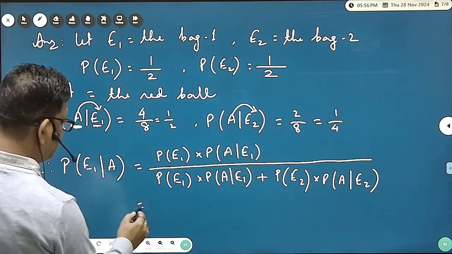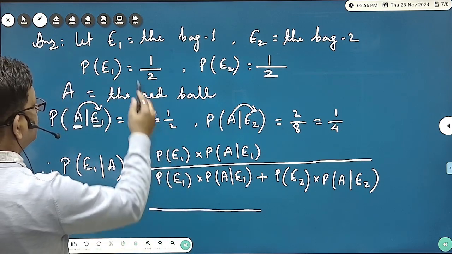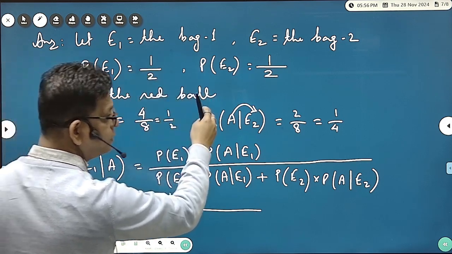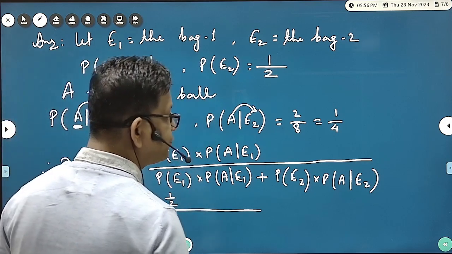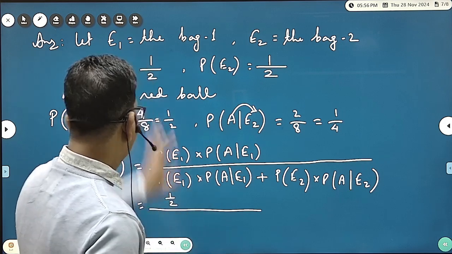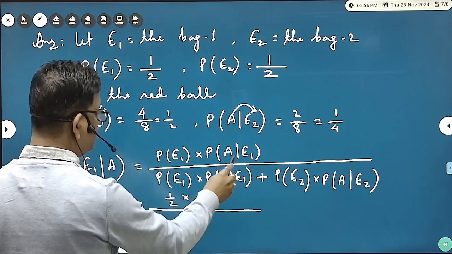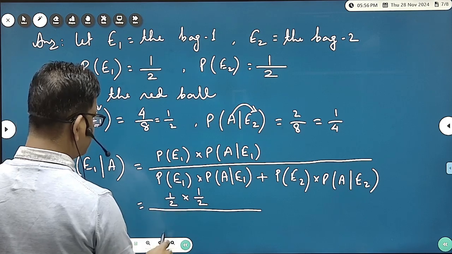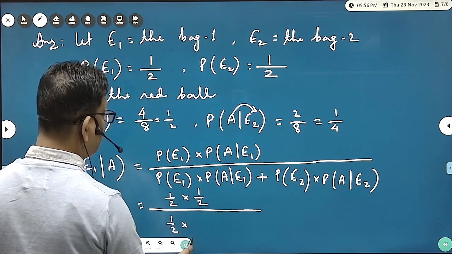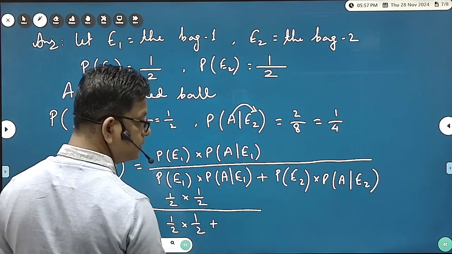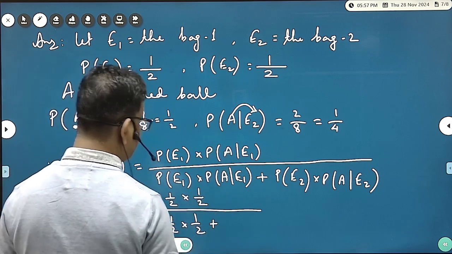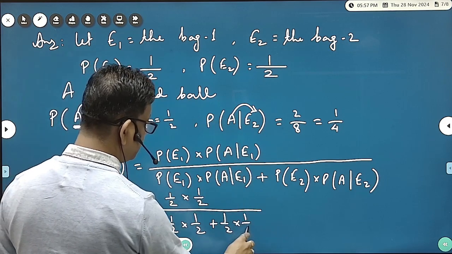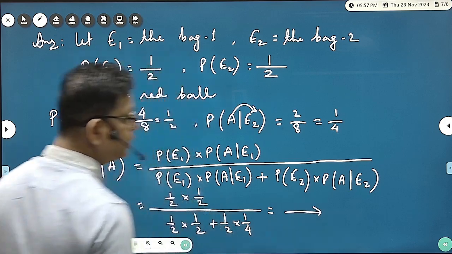Now just put it. I won't do the entire calculation. P of E1, how much? 1 by 2. While taking E1 and E2, A does not appear. That means it's all about selecting the bags, multiplied by P of A E1, how much? 1 by 2. Is it correct? P of E1, again 1 by 2, multiplied by P of A E1, 1 by 2. But since the denominator is always the total probability, P of E2 also has to be taken, 1 by 2, multiplied by P of A E2, how much? Please complete the calculation, tell me how much you get.